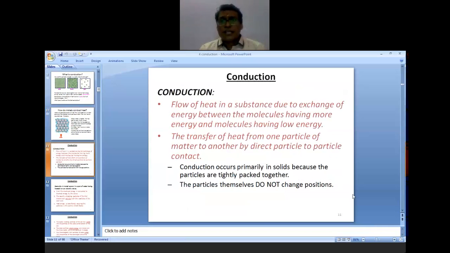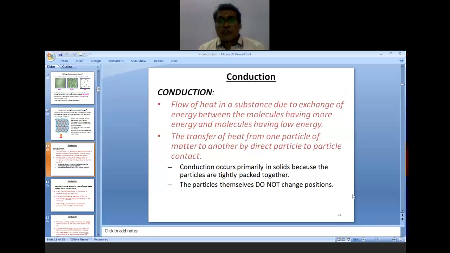So the flow of heat in a substance is due to the exchange of energy between the molecules having more energy and molecules having lower energy; a temperature difference is required to transfer the energy. Heat transfer takes place because of a temperature difference, from higher energy, higher temperature to lower temperature.